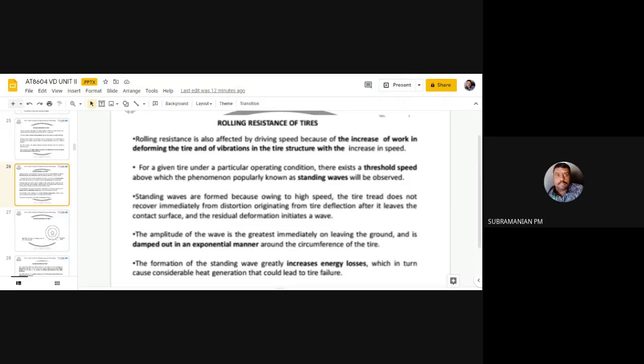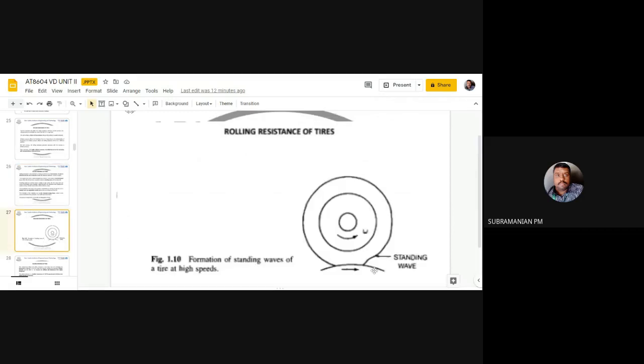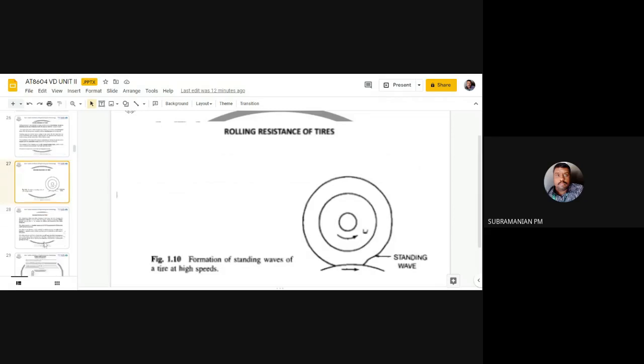And what will happen when the standing wave amplitude is going to increase? The hysteresis losses increase, so it may result in tire failure also. Okay, the standing wave phenomenon: the standing wave will come only at high speed.